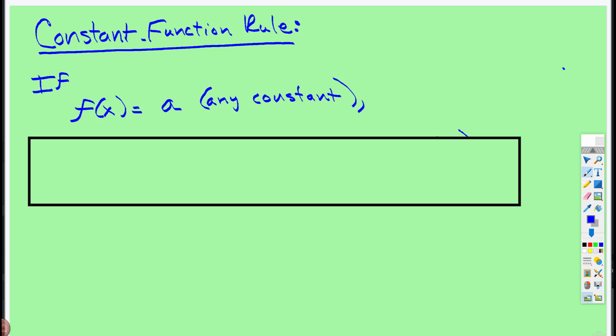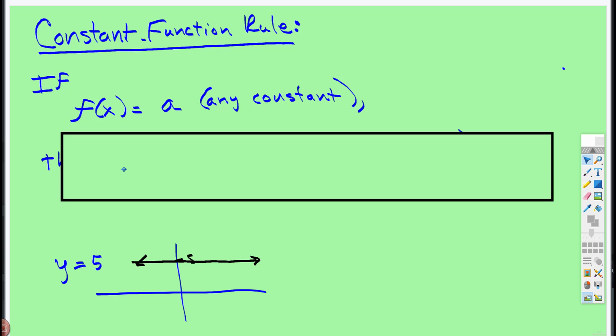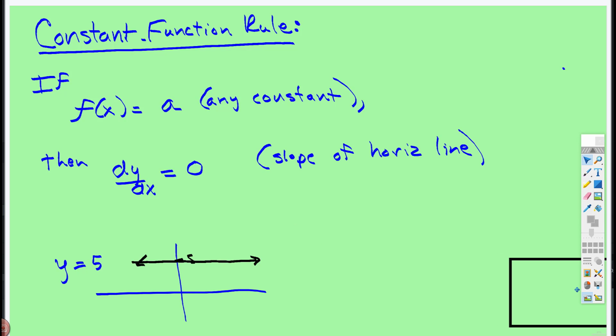The first one is the constant rule. If you have a constant function, think about it. If you have y is equal to 5, up there at 5, that's a horizontal line. Well, what's the slope of a horizontal line? 0. So in order to have a function whose slope is 0, let's think about this for just a second. Well, I'll just explain it this way.